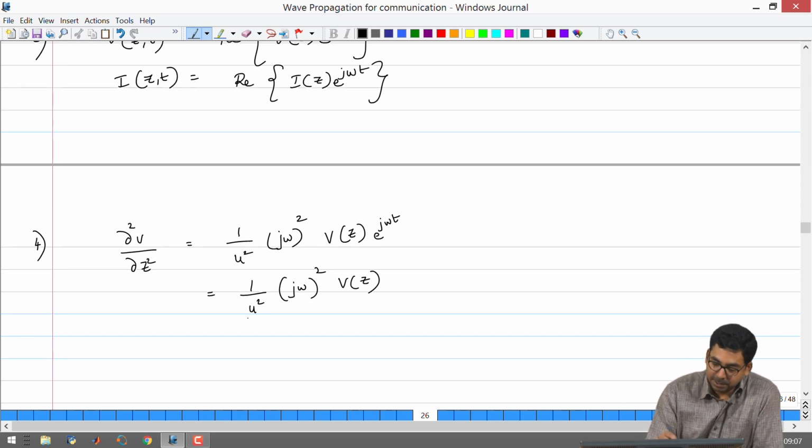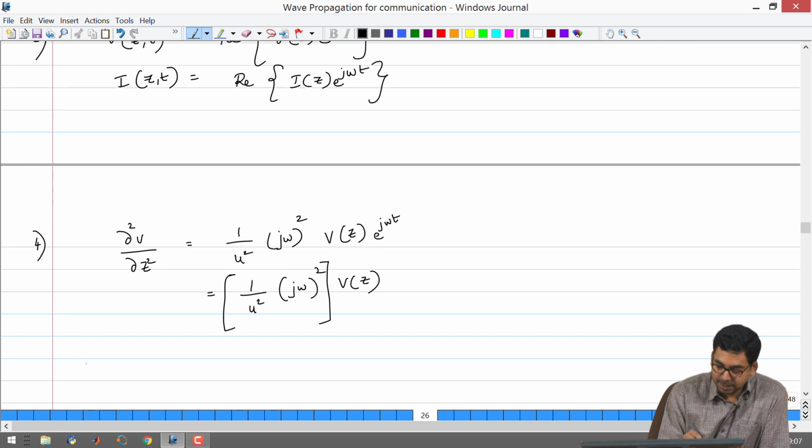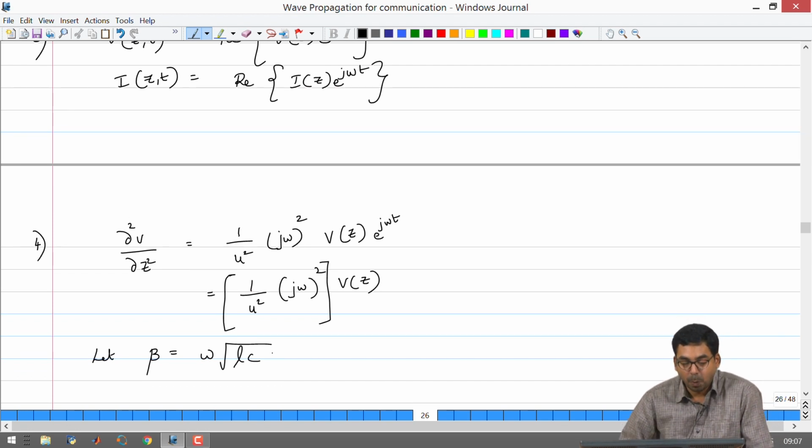And let us also define a new term for the quantities present over here. Let beta equal omega times the square root of LC.